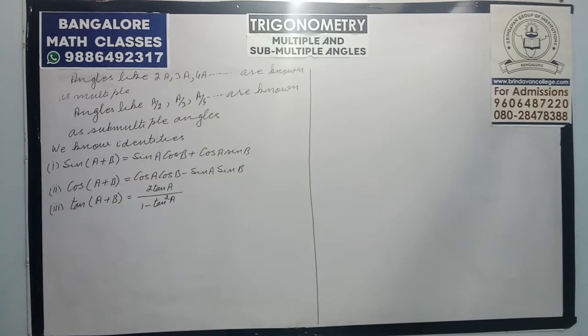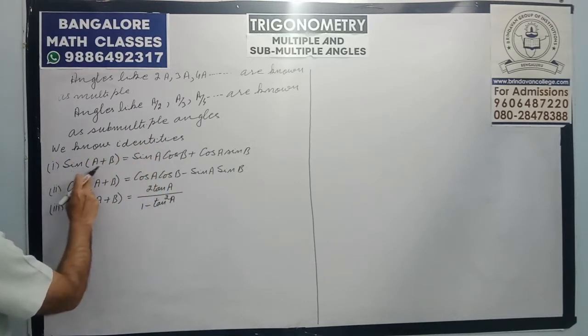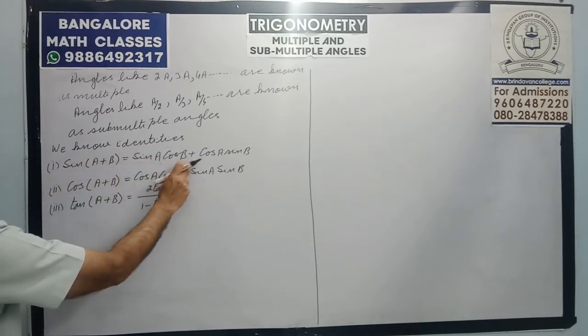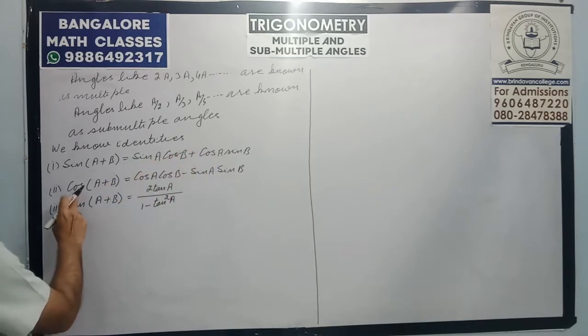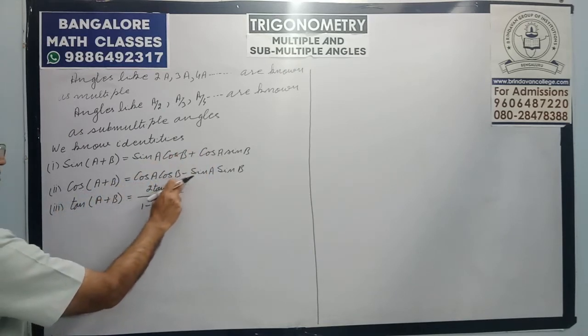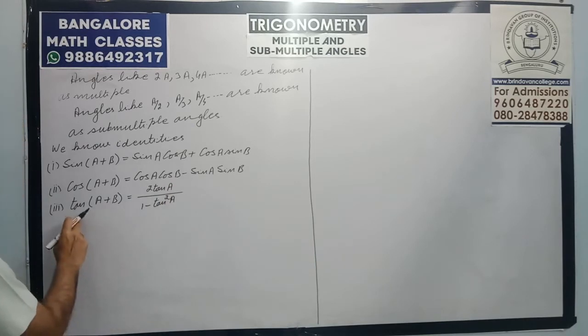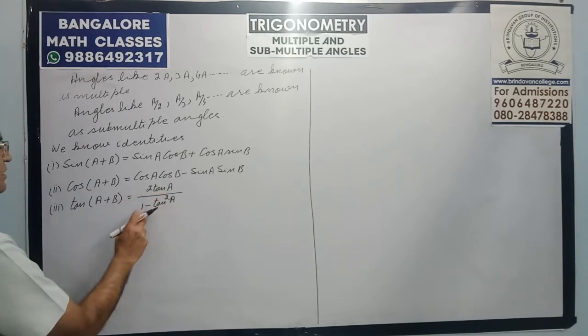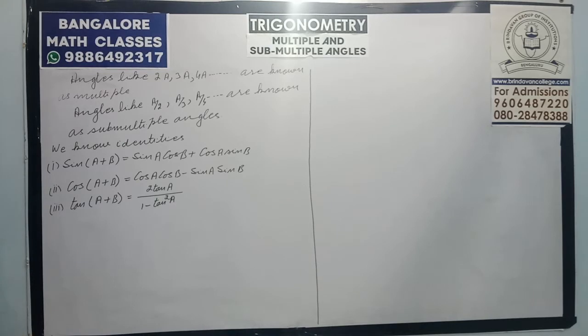How to find the values? We have done the identities already. Sin(A plus B) equals sin A cos B plus cos A sin B. Cos(A plus B) equals cos A cos B minus sin A sin B. Tan(A plus B) is tan A plus tan B over 1 minus tan A tan B. Now come to the first one.